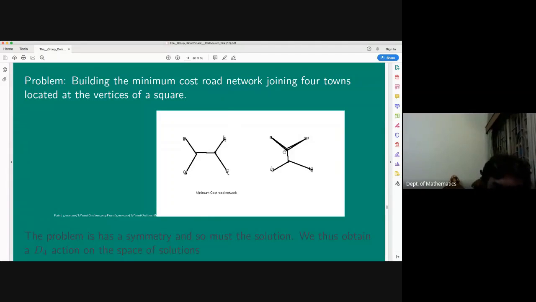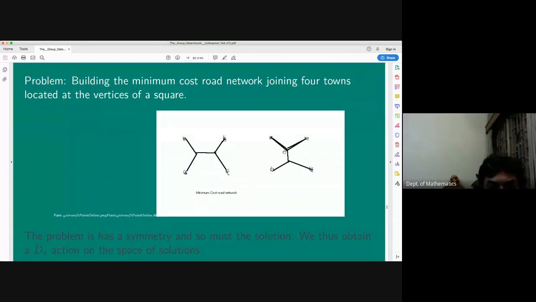So, the idea behind this is that if you have a problem, mathematics is about having problems and solving them. Suppose the problem is to build the minimum cost road network between these four cities. When you solve that problem, you solve it using calculus, maxima, minima, something like that. You are all very smart, so you know lots of ways. Maybe some geometric, maybe algebraic topology.